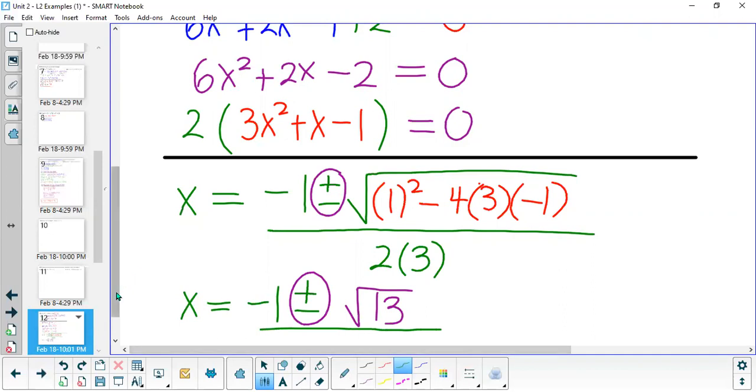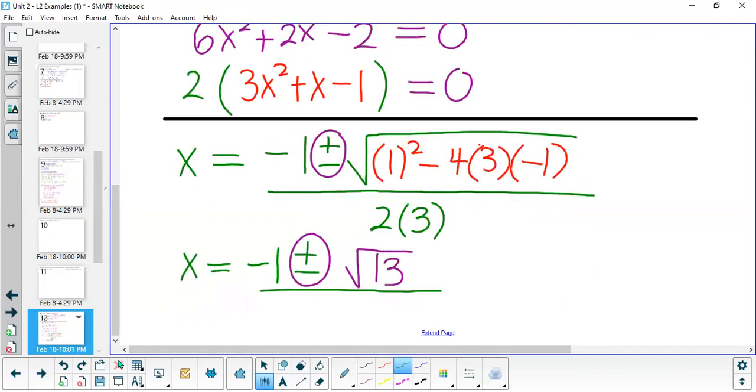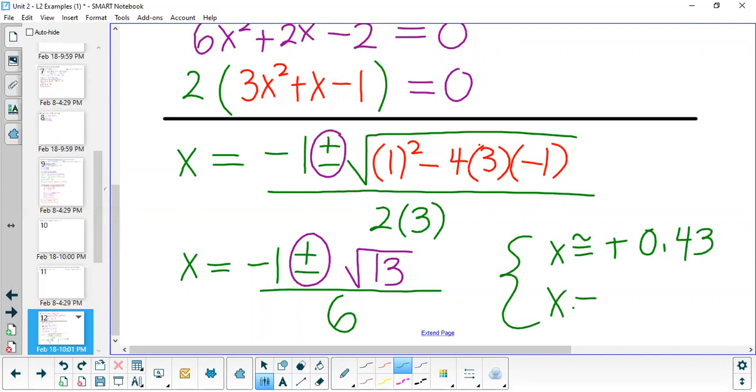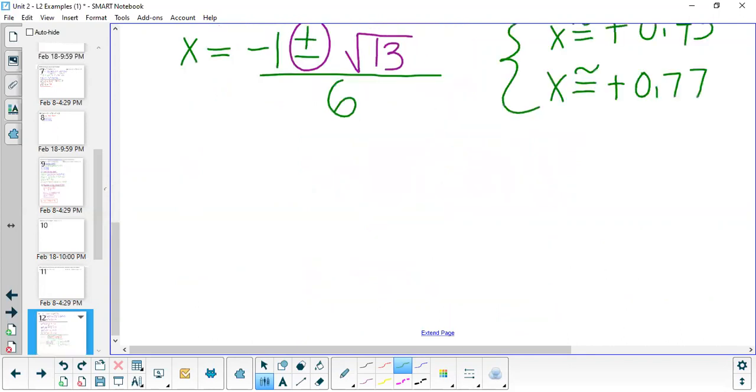I cannot ignore and just deal with the positive value. I have to remember that by solving this, this gives me 2 x values. X is approximately equal to positive 0.43, and x is approximately positive 0.77. I have 2 x values. Is that enough to answer the question? It's not enough to answer the question. I need to use those x values now to list the points of intersection.